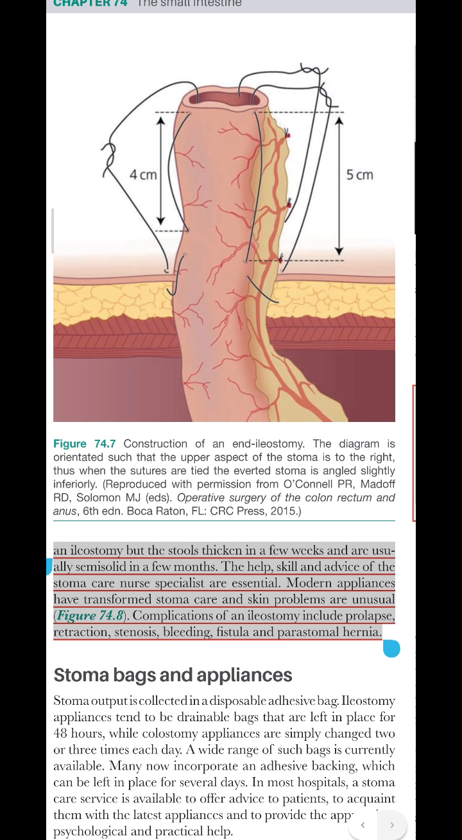an ileostomy, but the stools thicken in a few weeks and are usually semi-solid in a few months. The help, skill and advice of the stoma care nurse specialist are essential. Modern appliances have transformed stoma care and skin problems are unusual, figure 74.8. Complications of an ileostomy include prolapse, retraction, stenosis, bleeding, fistula and peristomal hernia.